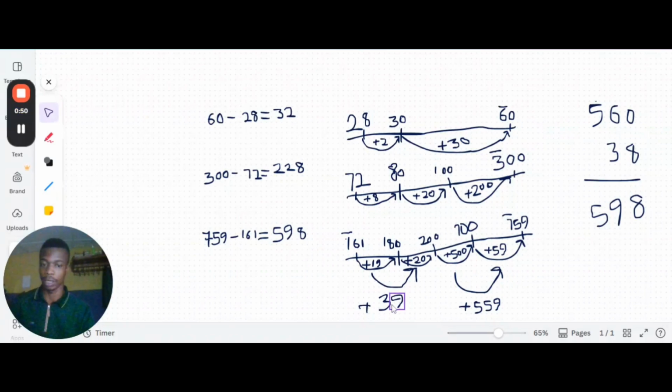I can borrow one from 39 and take this to 560. This becomes 38, this becomes 560, and we get our answer. So, if you're looking for ways to make addition and subtraction easy for yourself, this method always works.